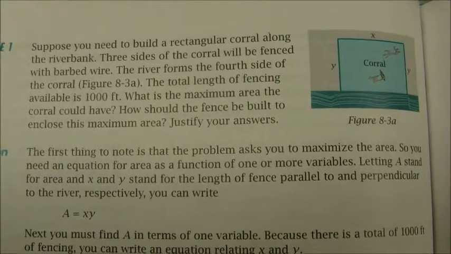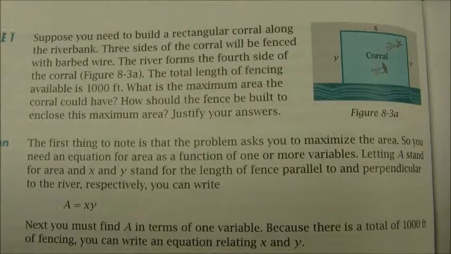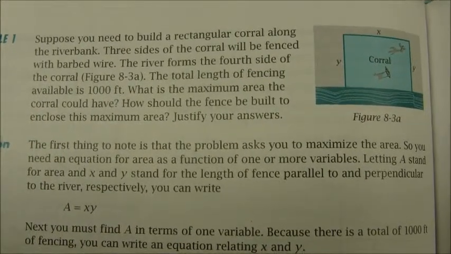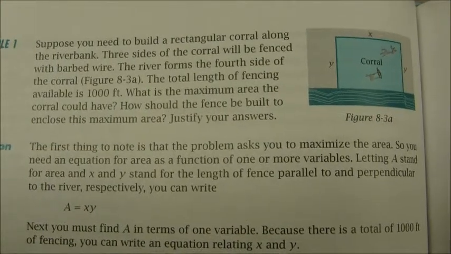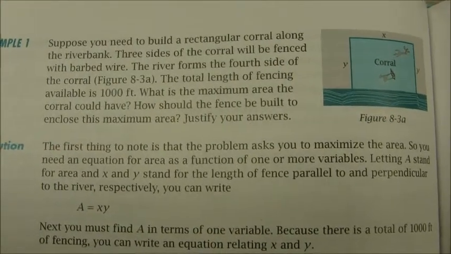This is the first so-called MaxMin problem I'm going to be working with from the Foerster book. This is example 1 in section 8.3. What I'm told here is that I want to build a corral alongside a river. So basically it's going to have 3 sides.